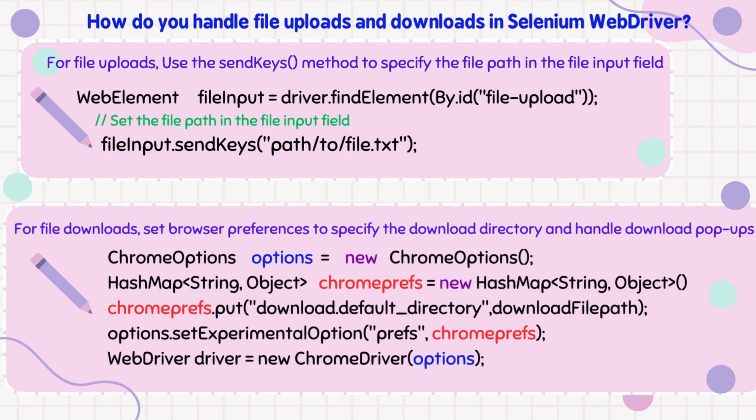How do you handle file uploads and downloads in Selenium WebDriver? For file uploads, use the sendKeys method to specify the file path in the file input field. And check the example. As well, for file downloads, set browser preferences to specify the download directory and handle download pop-ups. The provided code snippet demonstrates how to configure Chrome options to specify preferences for file downloads in Selenium WebDriver using ChromeDriver.